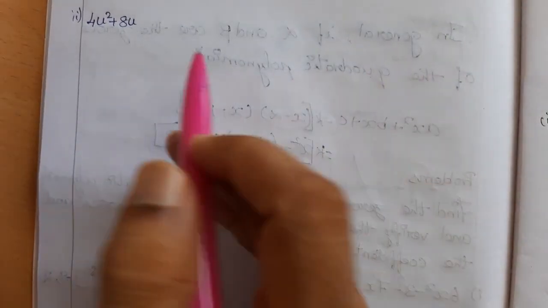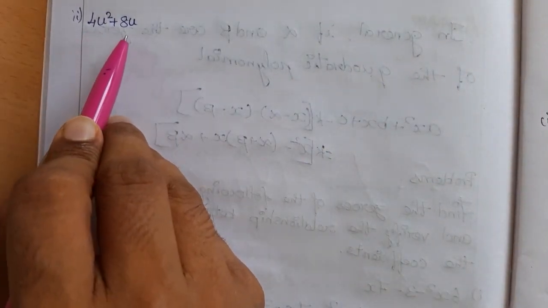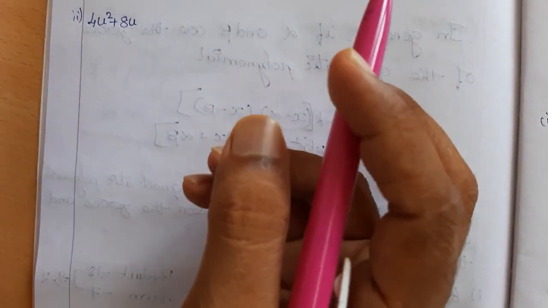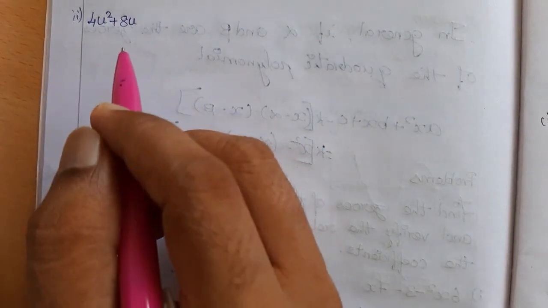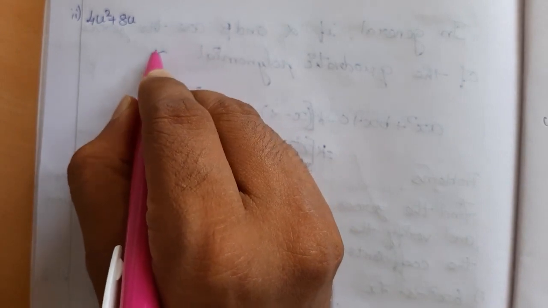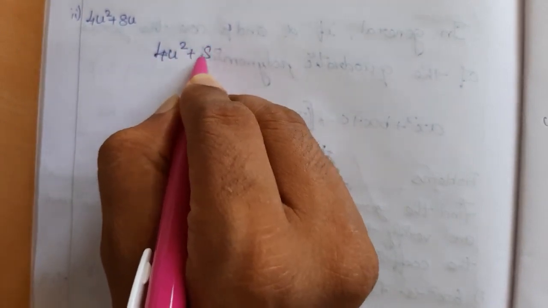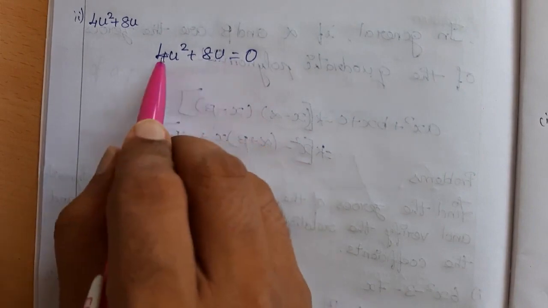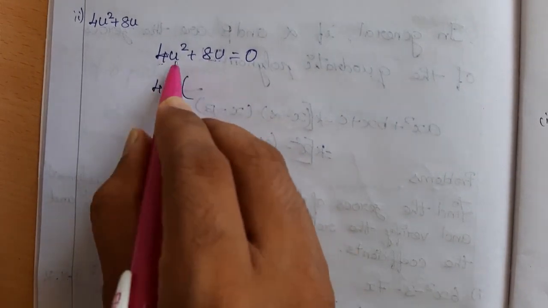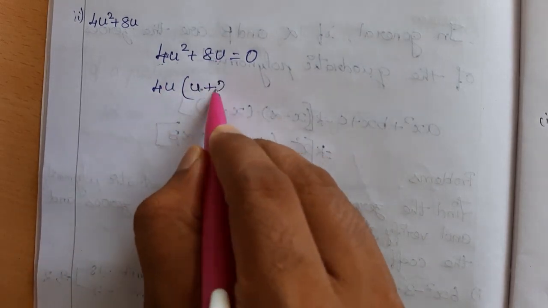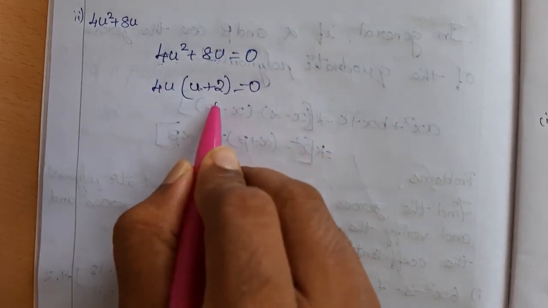Here we go for the next problem. 4u square plus 8u. Actually the constant term is missing, so we can add 0 and do it by the usual method, or else we can do it without that method, which is very easy. I will tell you now. Just to find the zeros, consider the given polynomial equal to 0, and from here you can take the common factor, right? U and 4 are common. So let me take 4u, and the balance is u plus 2 is equal to 0, right?